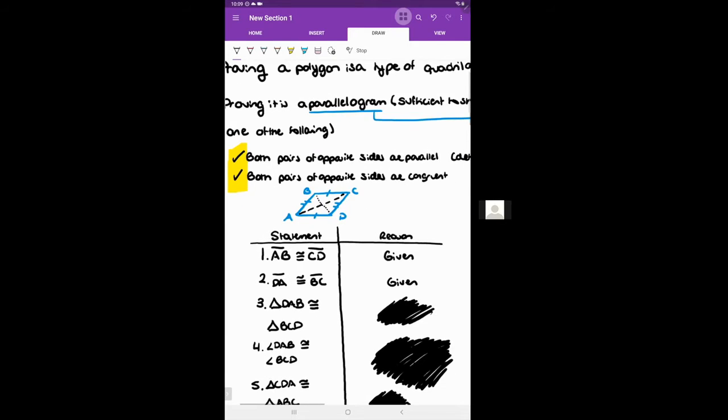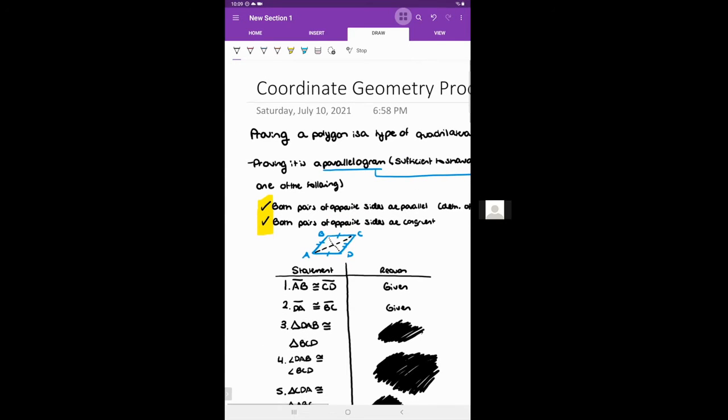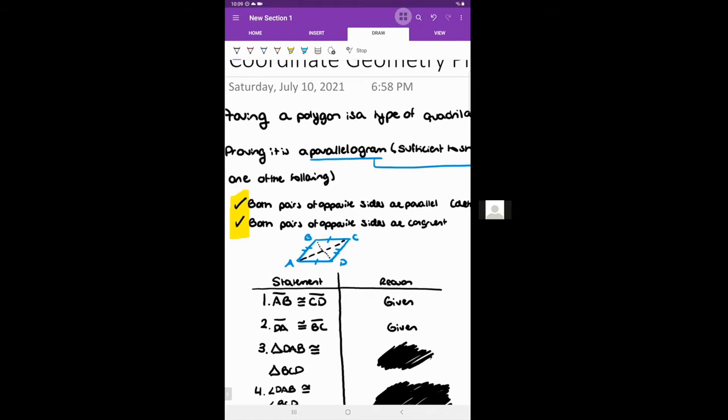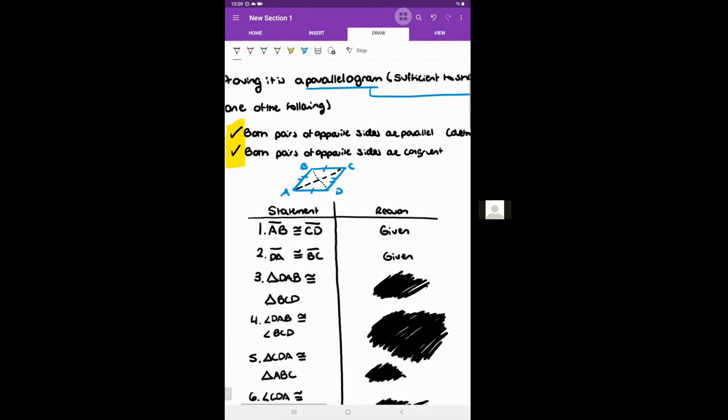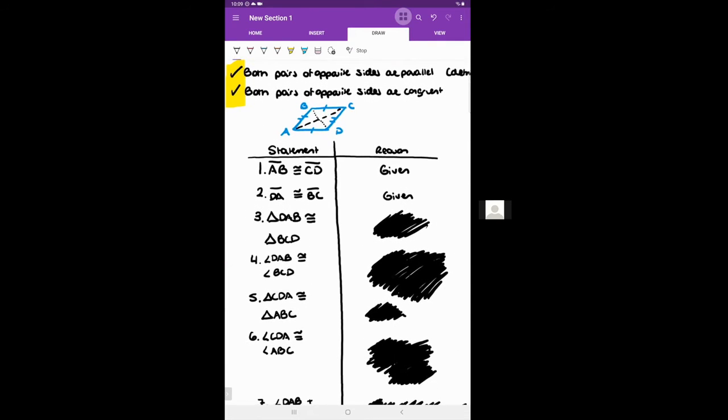So if you're able to show any of the following, like the little check mark with the yellow, then you know that the quadrilateral you're working with is a parallelogram. So the first one is just that both pairs of opposite sides are parallel. That's just the definition of a parallelogram. The second one is that both pairs of opposite sides are congruent. So I'm going to show why that implies that both pairs of opposite sides are parallel.